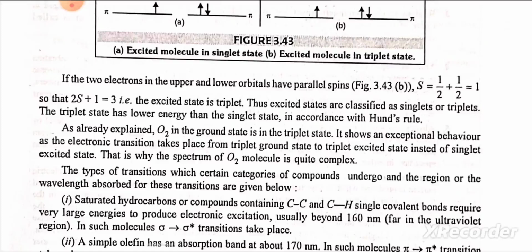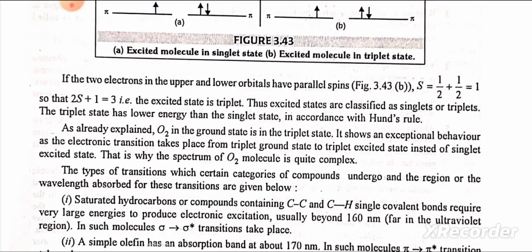The triplet state has lower energy than the singlet state in accordance with Hund's rule. As already explained, O2 in the ground state is in the triplet state. It shows an exceptional behavior as the electronic transition takes place from triplet ground state to triplet excited state instead of singlet excited state. That is why the spectrum of the O2 molecule is quite complex.